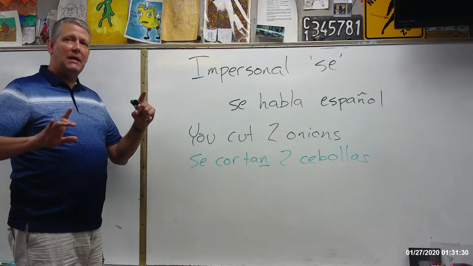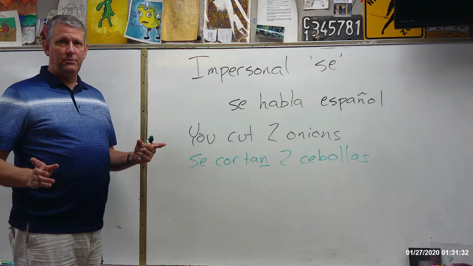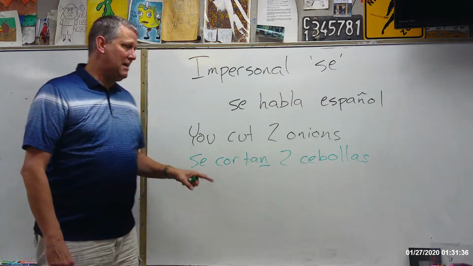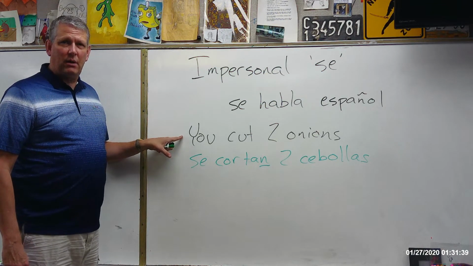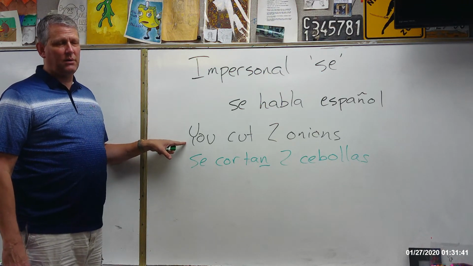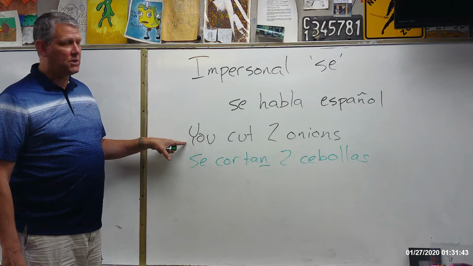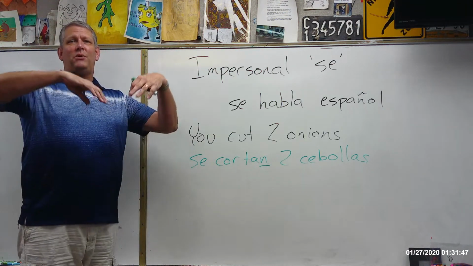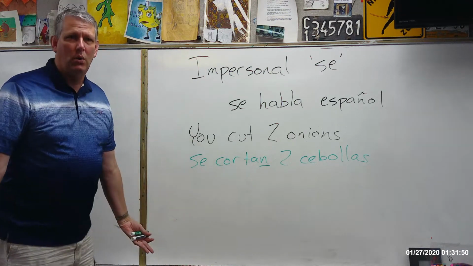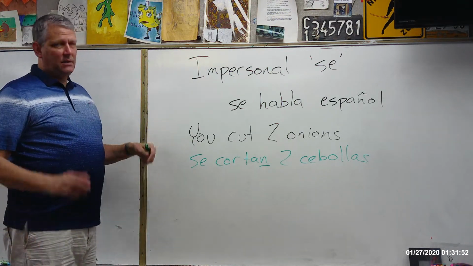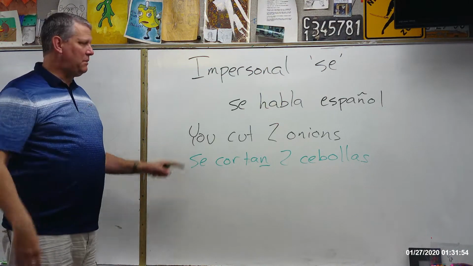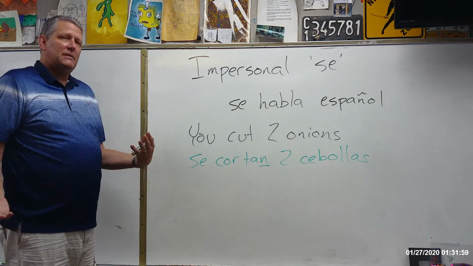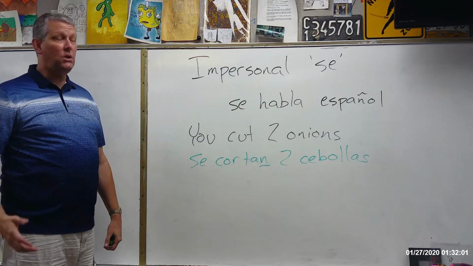Okay. Now, in English, when you're watching a cooking show, the chef is going to say, well, you cut 2 onions, okay? They use the word you here, but this word you is what we call the impersonal you in English. It's not referring specifically to you, it's just referring to anybody who's watching the show. So it's talking to the person on the screen, but not talking directly to them, it's talking to everybody in general. And that's why it's sometimes referred to as the impersonal you.